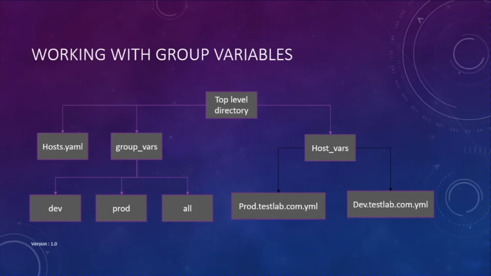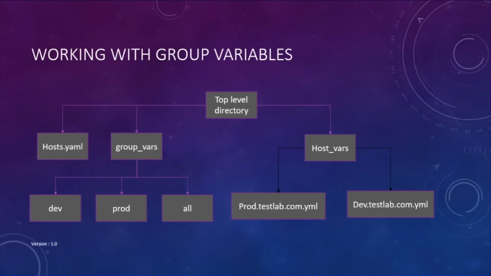Let's talk about group variables in this lecture. Group variables are used when you want to set variables at group level. You will need to create a directory called group_vars at the same level as your host file. Basically, you'll have a top level directory, then your hosts.yaml file inside it, then a subdirectory called group_vars at the same level as hosts.yaml, and then 3 files inside group_vars to specify the 3 groups that we have in the host file.